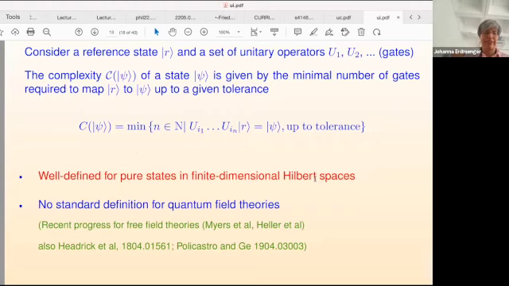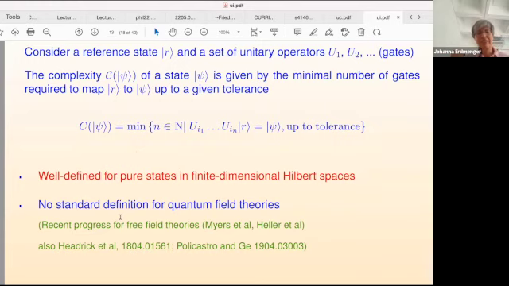Okay, this is a huge area of research. There are many people working on this, including myself. How can we define this quantum complexity for a quantum field theory where we have an infinite amount of degrees of freedom and we also have an infinite amount of gates?